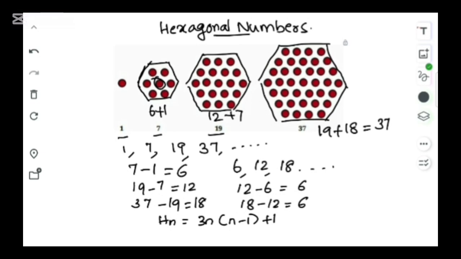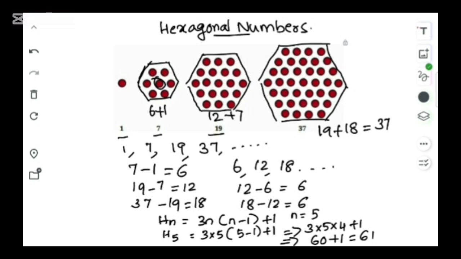For example, to find the 5th hexagonal number, n is equal to 5. H5 is equal to 3 into 5 into (5 minus 1) plus 1. 5 minus 1 is equal to 4. 5 into 4 is 20. 20 into 3 is 60. So 60 plus 1 is equal to 61. So the 5th hexagonal number is 61.